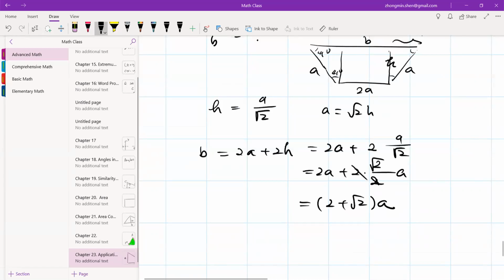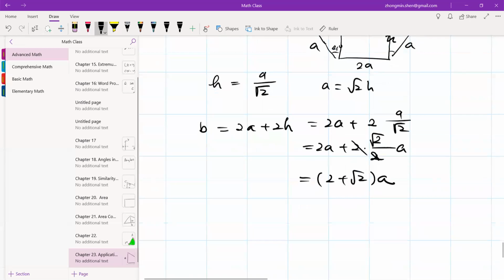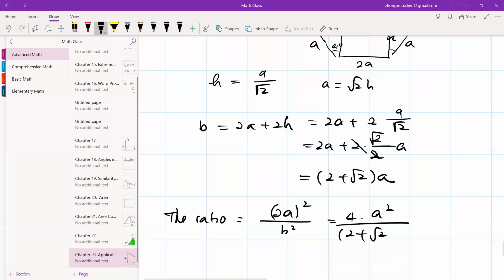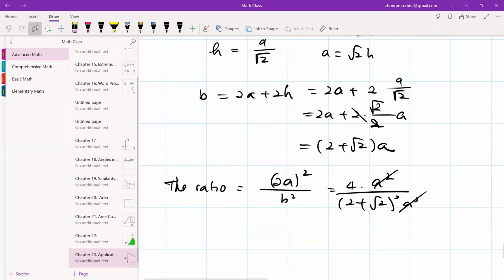That's it. So you find the relationship, then you plug them into the ratio. So that'll be 2A squared over B squared. That'll be 4A squared over B squared, and B squared is (2 plus square root 2) A squared. So A squared is cancelled out, and you get the answer. Yeah, that's it. You don't need to simplify it. I think this is good enough.